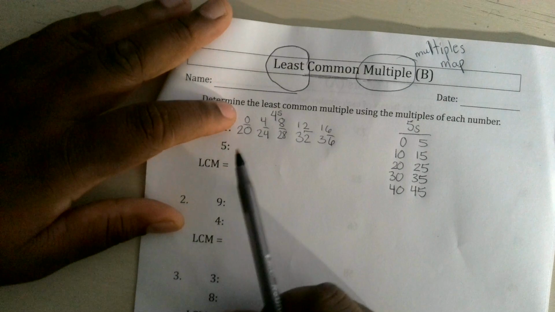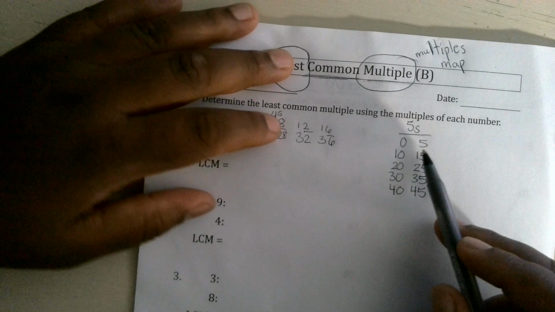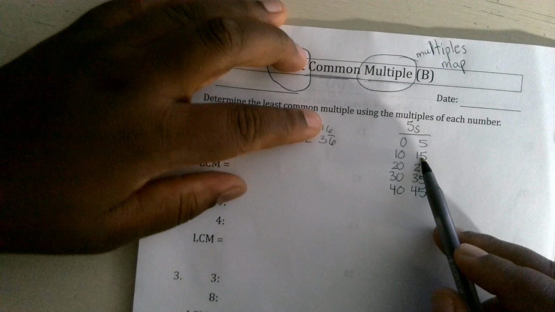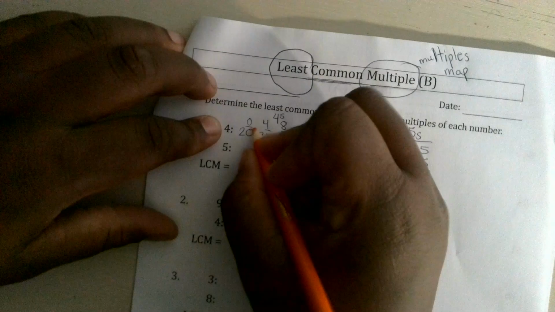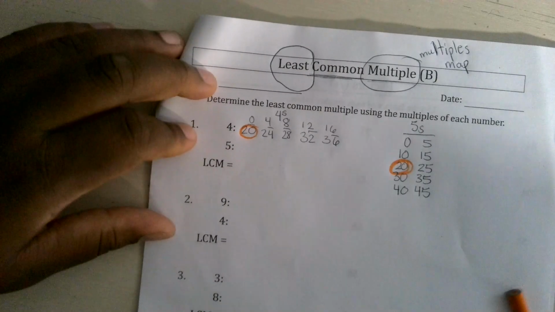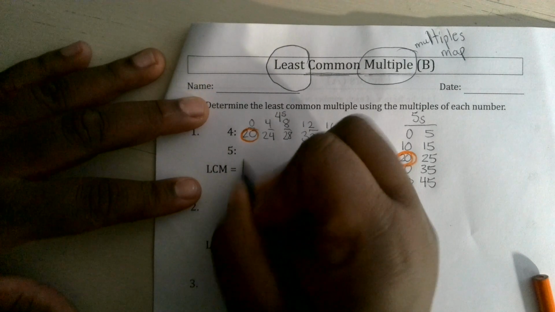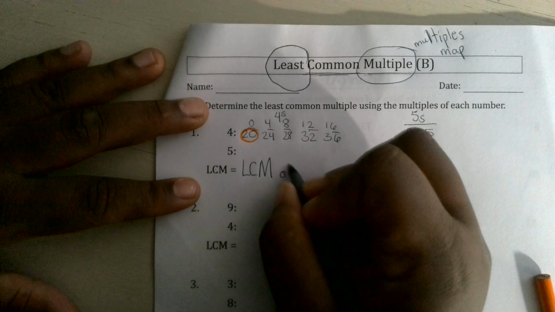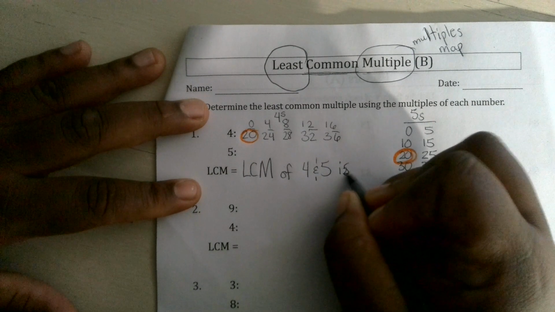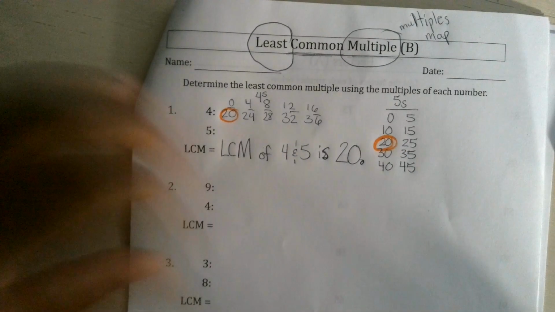The least common multiple, let's see. 0 is in both maps, but that won't matter. 4 is not in both maps. 5 is not in both maps. 8 is not in both. 12 is not in both. 16 is not in both. 20. 20 is in the 4's multiples map, and 20 is in the 5's multiples map. It is the first number, the lowest number that is in both, and so the least common multiple of 4 and 5 is 20.